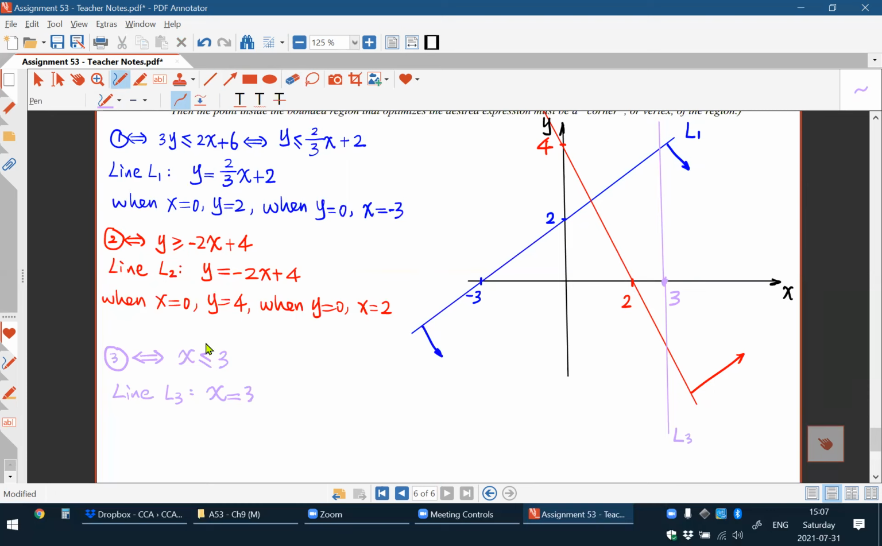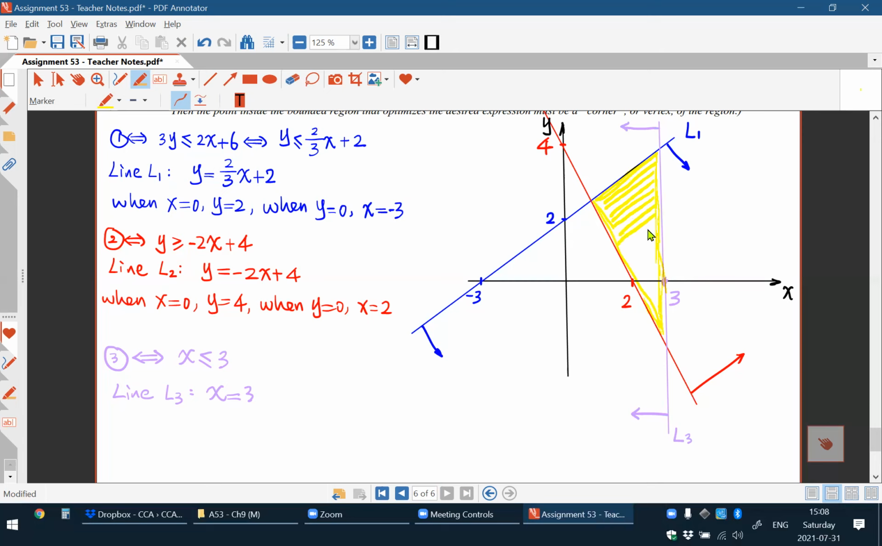Okay, so according to inequality three, x should be less than or equal to 3. That means this is a region to the left of this line, right? Okay, so now can you tell where the overlap region is? The overlap region should be below L1, above L2, and to the left of L3. So it should look like this. A triangle which looks like this, right? This is all a bounded region.